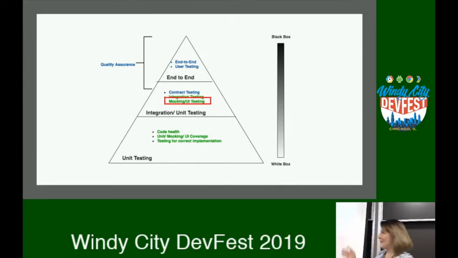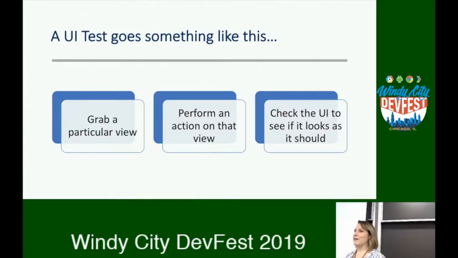Now that we've covered what a UI test is, let's go into what makes a good UI test. Really, it's 3 simple steps. If any of you are Android developers, maybe you've had experience doing this with Espresso testing. You grab a particular view, you perform an action on that view, and then you check to see if the UI looks as it should.